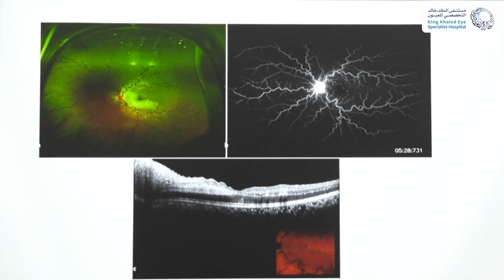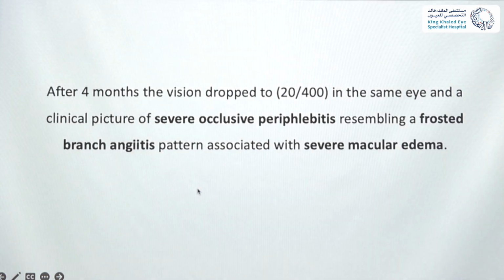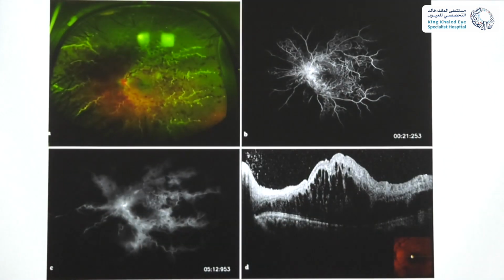This is at presentation. We see the hyperemic optic disc, tortuous blood vessels, and ciliary-retinal artery occlusion. And here we see only leakage of the optic disc. In OCT, the cut was taken at the area where the ciliary-retinal branch occlusion occurred. You see the increased reflectivity of the inner retinal layers. After 4 months, the vision dropped to 20/400 in the same eye, with a clinical picture of severe occlusive periphlebitis resembling frosted branch angiitis, associated with severe macular edema.